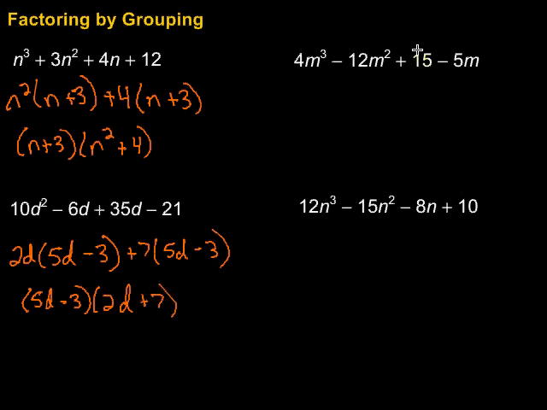Okay, so let's take a look at another one. Again, same story. Look at the first 2 terms. What can I pull out of both? Well, let's see. We've got 4. 4 goes into 12, so I'm going to take out a 4 for sure. Then, in terms of the m's, we've got m to the third and m squared there, so I can take an m squared out of both. So I've got 4m squared, then what do I have left? Well, 4m to the third divided by 4m squared is going to leave us with just m.